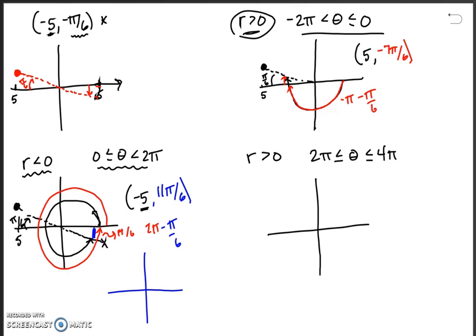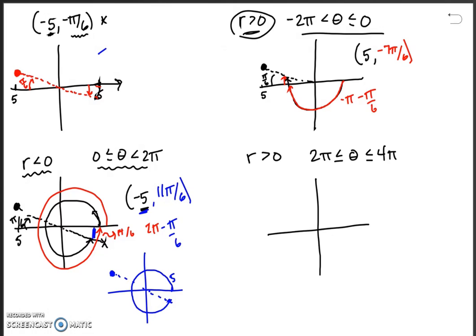Let's check that real quick. If I sketch (-5, 11 pi over 6), I want to make sure that we end up over here where we should. My radius is 5. My rotation is 11 pi over 6, which means I rotate counterclockwise to 11 pi over 6, which is here. But then because my r is negative, I reflect that through the origin, which puts me in the same location as that original polar point.